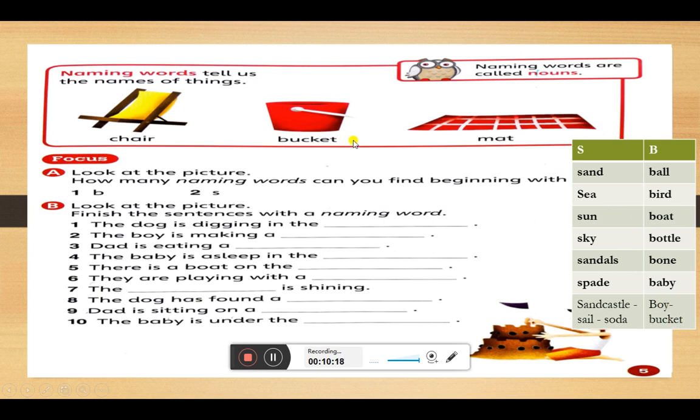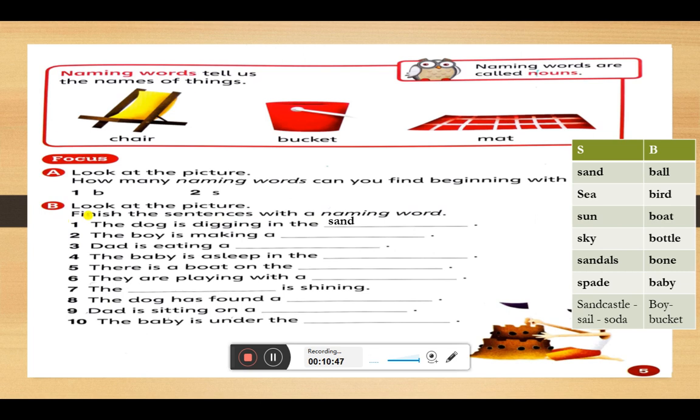Okay, now let's look at exercise letter B. Let's read the instruction first. Look at the picture. So we need to look at the picture in page 4. Finish the sentences with a naming word. Okay. Sentence number 1. The dog is digging in the sand.